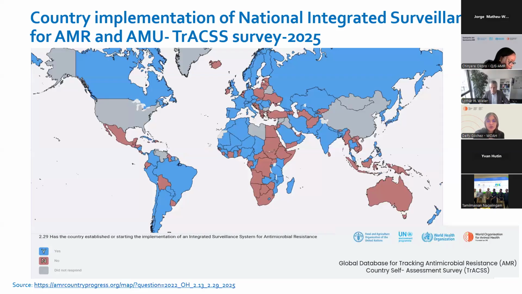This is the survey from 2025, from last year. The countries you see in blue on the map are countries saying they have already established, or are starting to implement, integrated surveillance systems for AMR. Countries in red are those that have stated they have not been doing this work or the work has not been established yet. So this gives us some baseline information for our work, and this is very essential for the global picture that we have so far. Next, please.